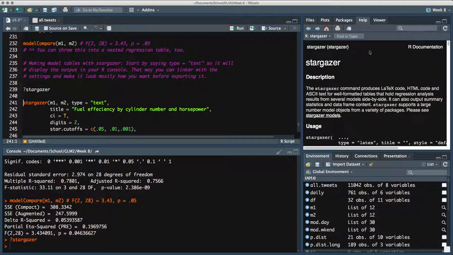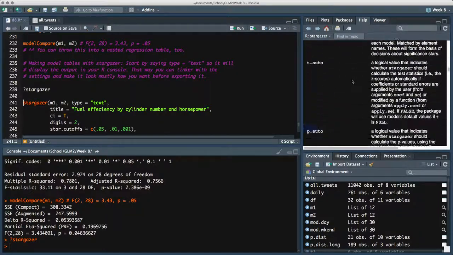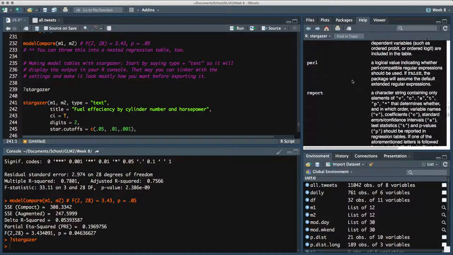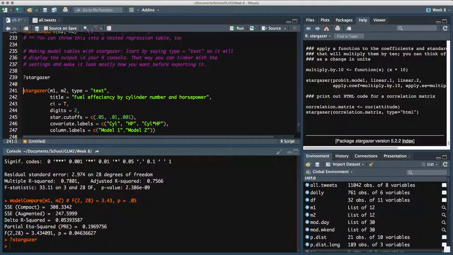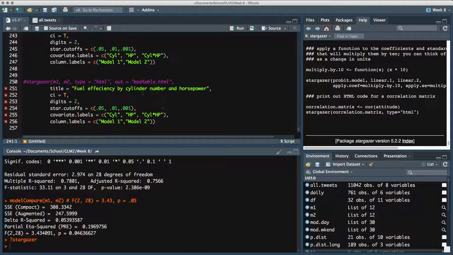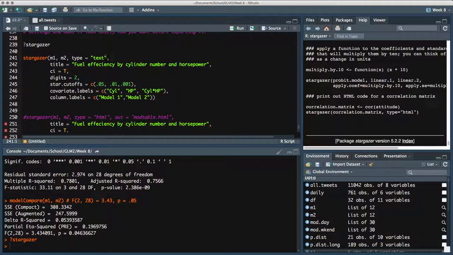And so going back to this stargazer thing that we talked about briefly last semester, as you can see when you look at this help, there are a lot of things that you can specify, far more than I even understand. I just figure out what I want to show and then start looking through and say, okay, how can I get it to show this? But you'll see that I have two things. The only difference between these two is that on this one it says type equals text, and on this one it says type equals HTML, out equals modtable.html.